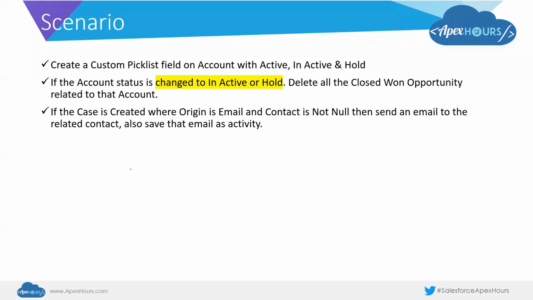Now this is the scenario we are going to talk about. We are going to create a picklist on the account with the values active, inactive, and hold. Then we will check if the status of an account is changed to either inactive or hold. We are going to delete all the closed-won opportunities related to that account. So this is task number 1 that we are going to do with the flow.